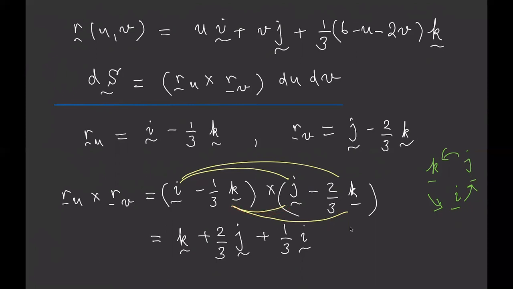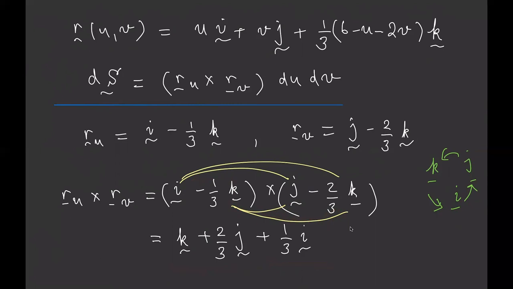I'm going to get a negative I in that case, but I've got a negative 1/3, so that's going to give me a positive 1/3 I. And then finally, I have K cross I, which is equal to 0, right? The cross product of a vector with itself is equal to 0 because the angle in between them is 0. So this is what I get from RU cross RV.